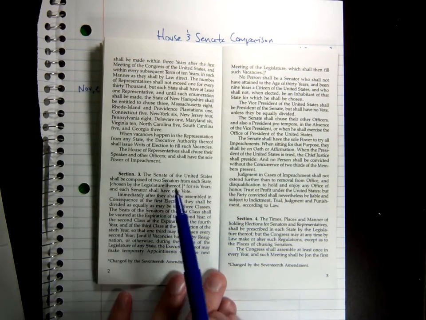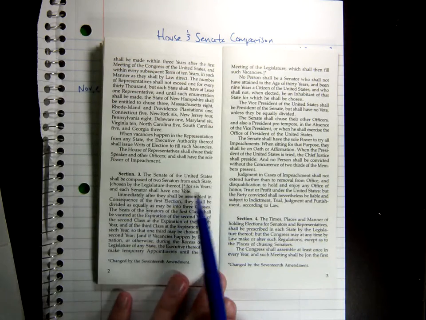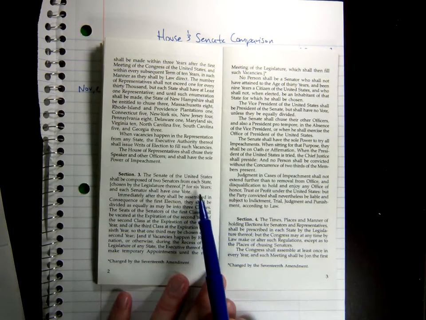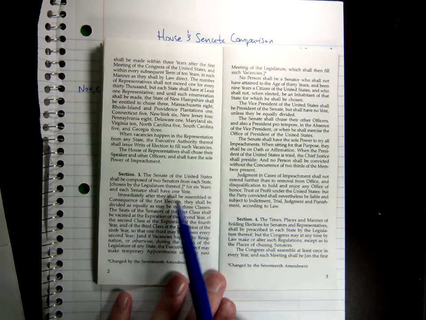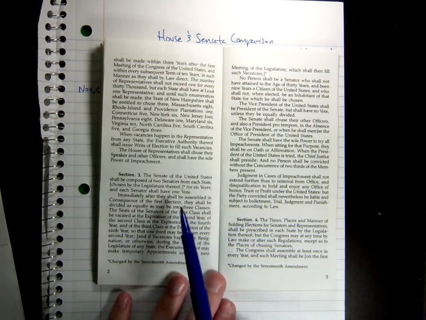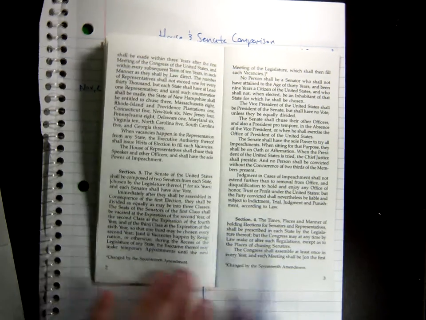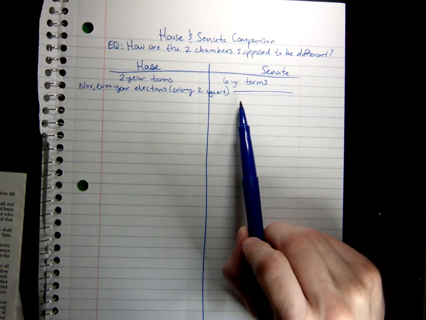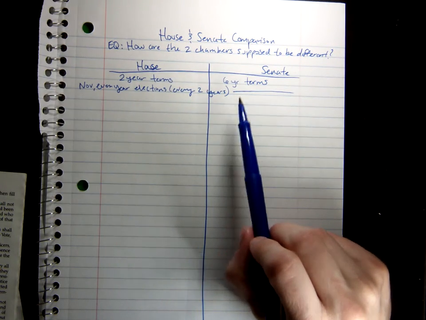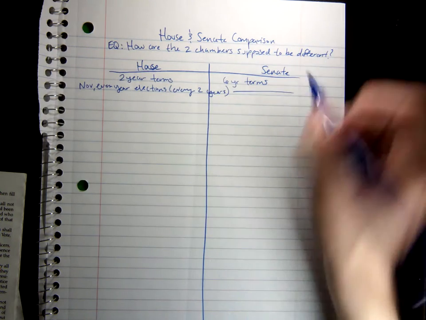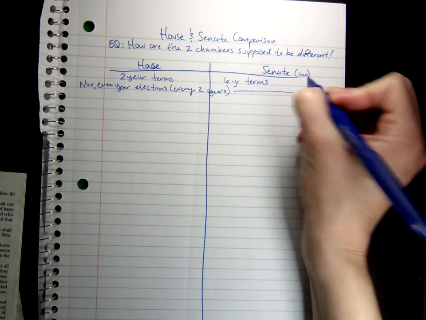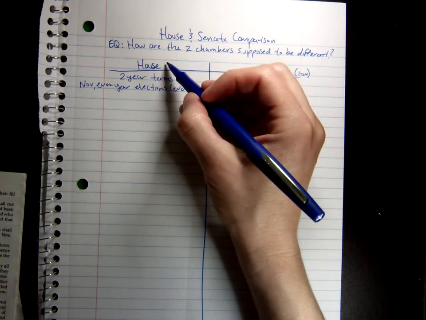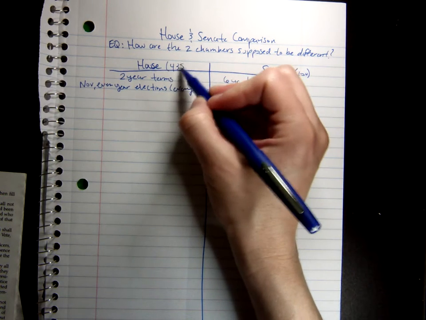Up here it says the Senate of the United States shall be composed of 2 senators from each state for 6 years, and each senator shall have 1 vote. So how can we have 6-year terms and elections every 2 years? So how it works is the senators, the 100 senators, are split up into 3 groups. It roughly evenly breaks down.